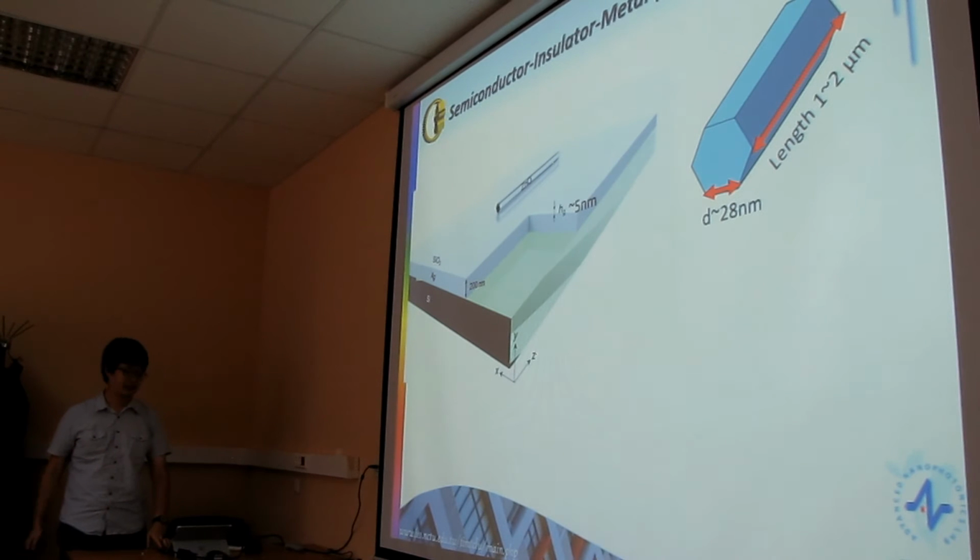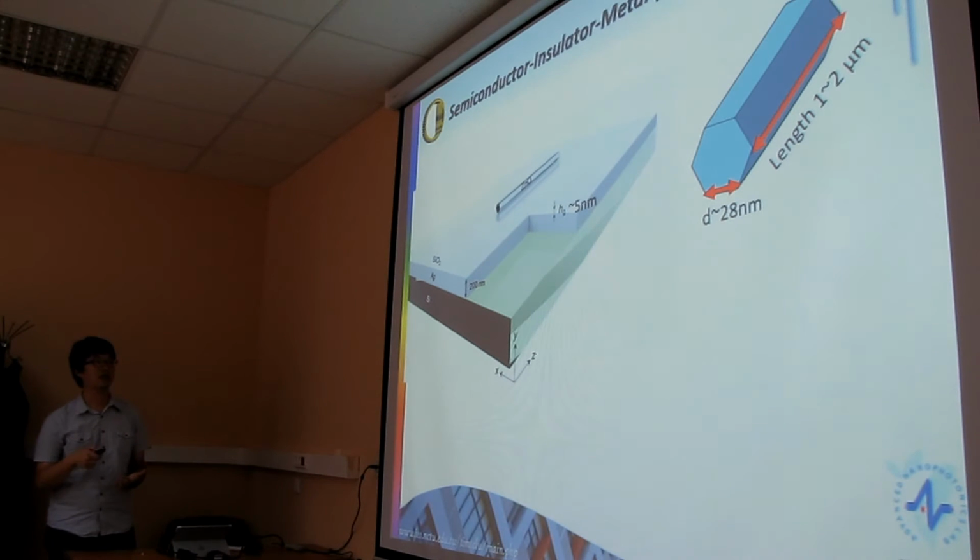Now, here's the schematic of our structure. First, we use an e-gun to deposit silver onto the silicon substrate. The thickness of the silver is about 200 nanometers. Then we deposit silicon oxide onto the metal surface as a spacer. And we use zinc oxide as our gain material. The purpose of the silicon oxide is to prevent the intrinsic ohmic loss of the silver.